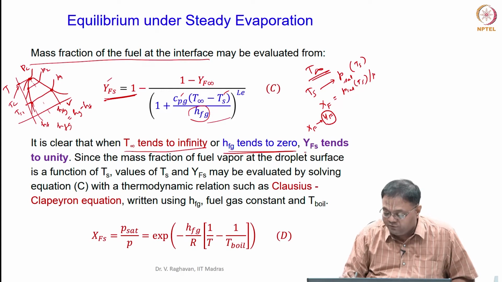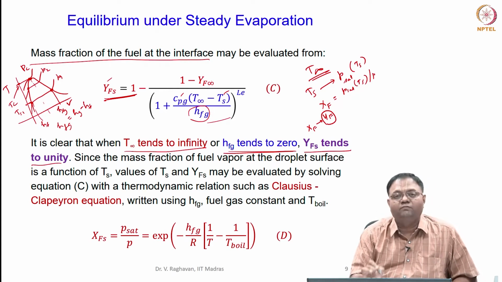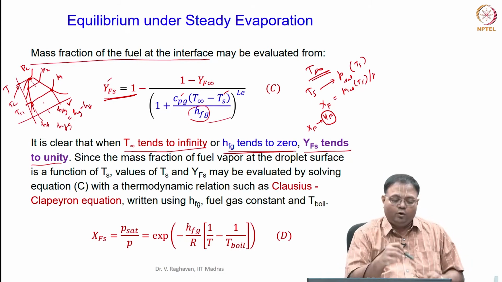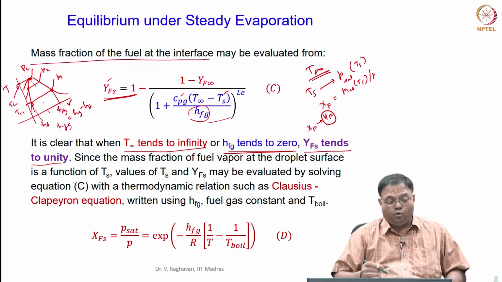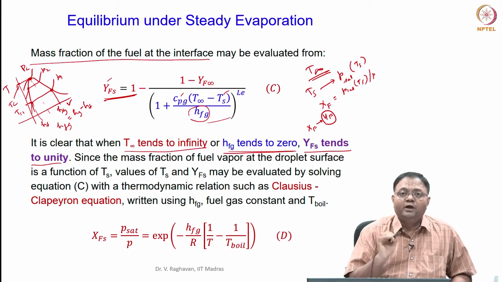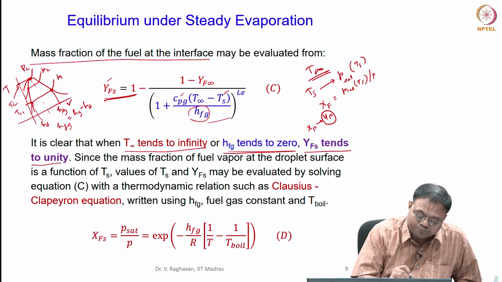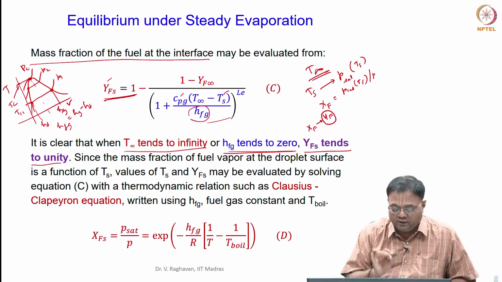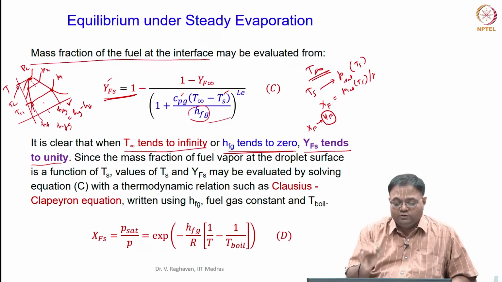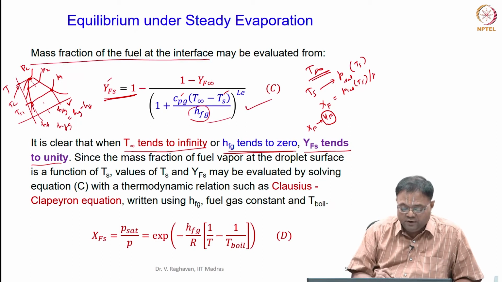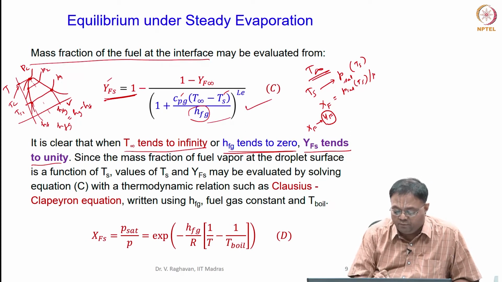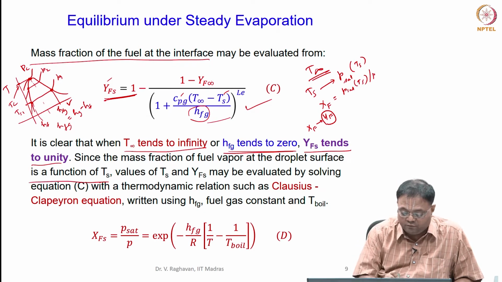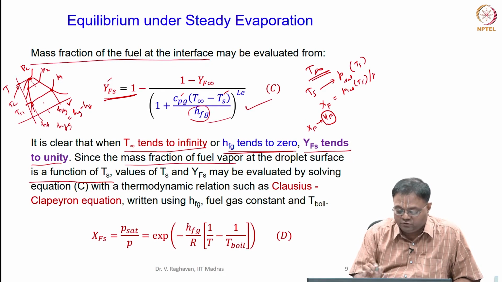So, Yfs tends to 1 under two conditions: T infinity tending to infinity or Hfg tending to 0. So, we do not go to the critical point. When you are in the equilibrium regime, there should be a definite, positive value of Hfg. That is a very important thing. So, this is the first thing you get from this relationship. The second one is, since the mass fraction of the fuel vapor at the droplet surface is a function of Ts, correct? Yfs is a function of Ts.